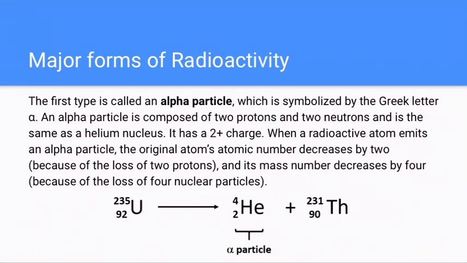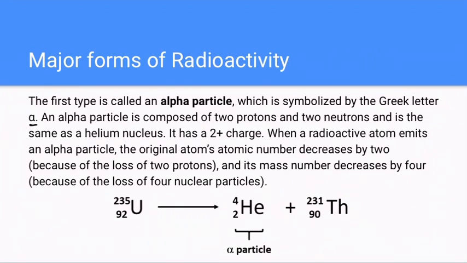There are three major forms of radioactivity that we're going to discuss, but the first type is called an alpha particle, which is symbolized by the Greek letter alpha. An alpha particle is composed of 2 protons and 2 neutrons and is the same as a helium nucleus. It has a charge of +2, and when a radioactive atom emits an alpha particle, the original atom's atomic number will decrease by 2 because of the loss of 2 protons, and its mass number will decrease by 4 because of the loss of 4 nuclear particles.